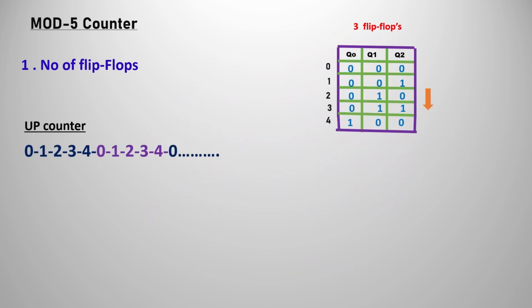So we now understand how many flip-flops are required. We require a total of 3 flip-flops to construct the mod 5 counter. We also need to understand another point, that it will start counting from 0 and end at 4, because it will count a total of 5 states. That is known as a mod 5 counter. So 0, 1, 2, 3, 4, and again 0, 1, 2, 3, 4, like that it will count.